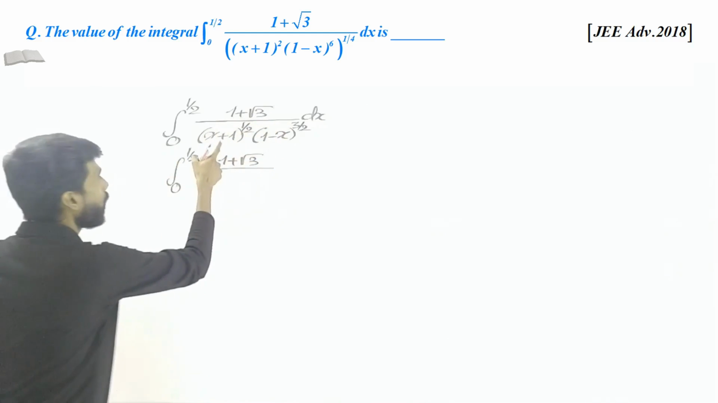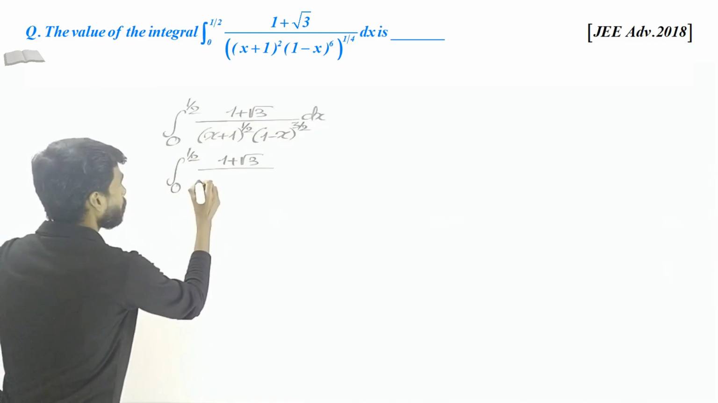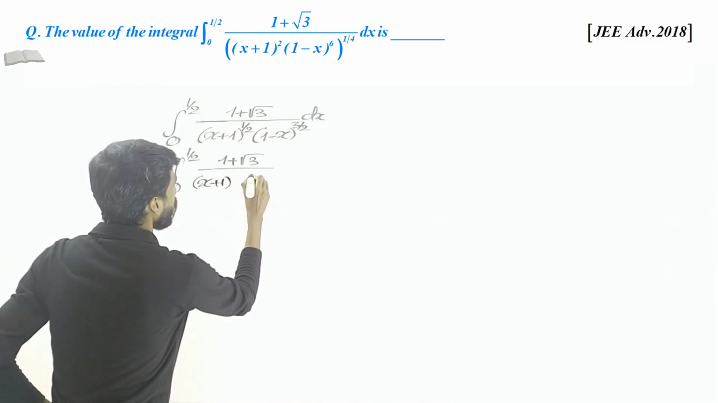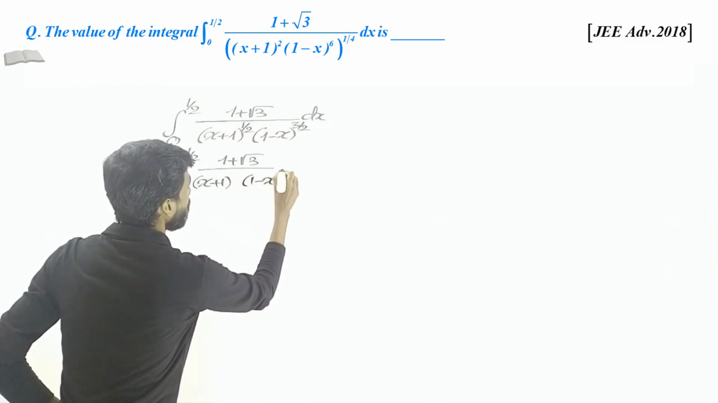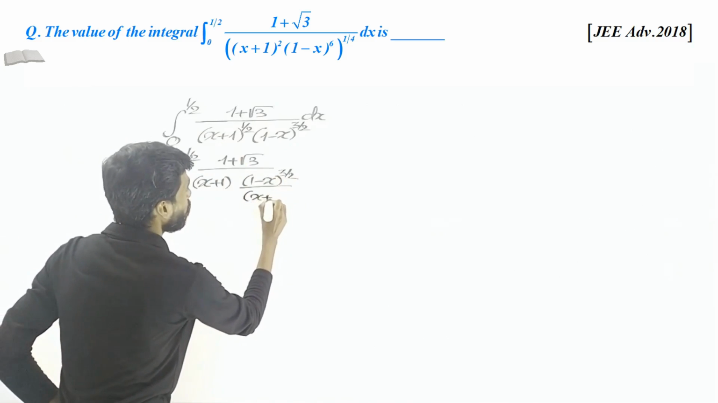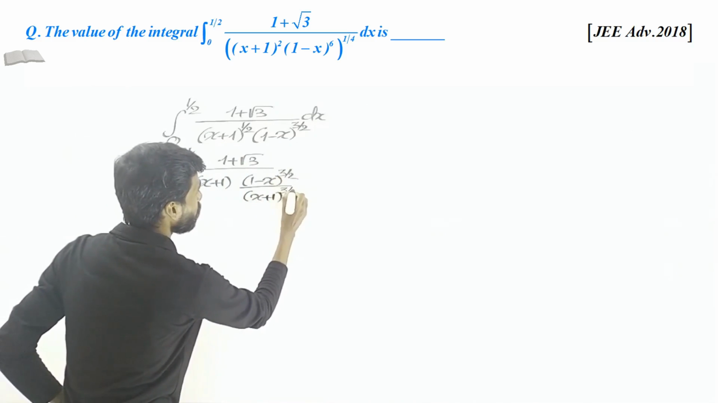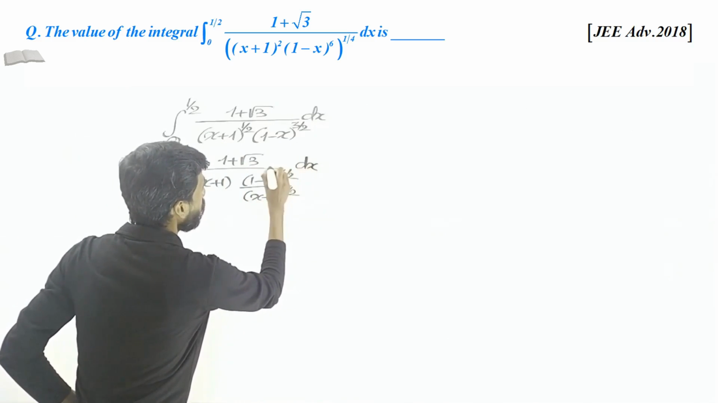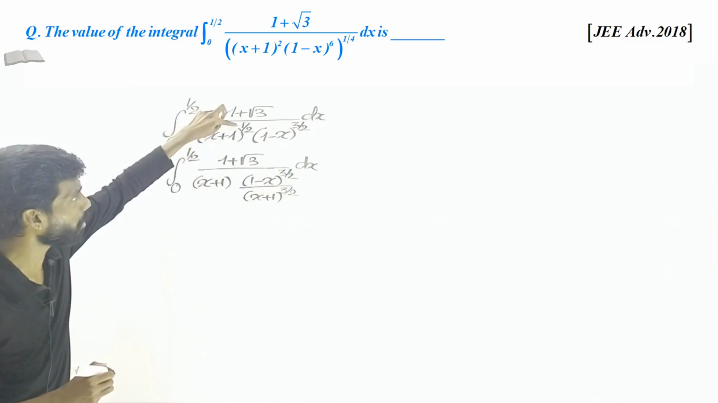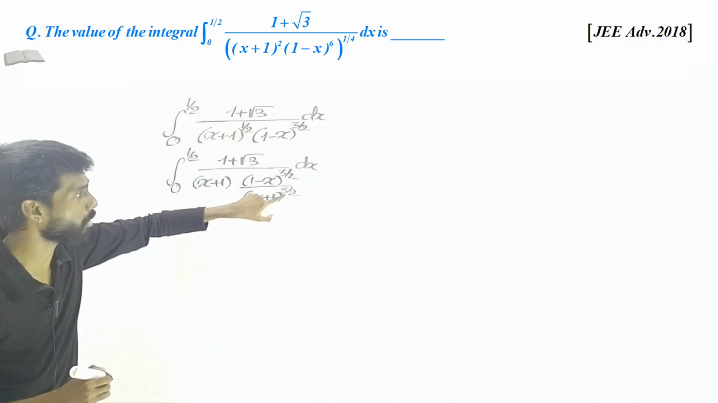Okay, so let me divide by this thing. You will get (x+1)^(1/2) and (1−x)^(3/2). So you divide by this value, (x+1) to the power 3/2. Yes, but when you divide, you have to multiply also. We have divided here, so you have to multiply. Already the power is 1/2, and we have divided by 3/2, so we have to multiply.